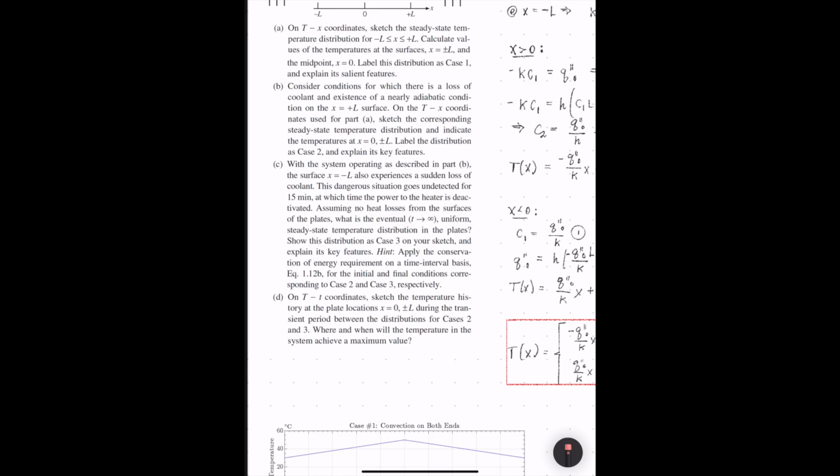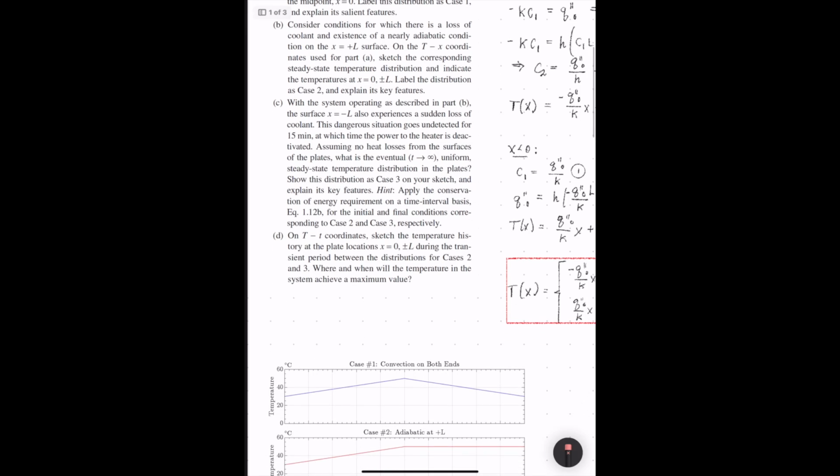Part C says, with the system operating as described in B, the surface at x equals minus L also experiences a sudden loss of coolant. This dangerous situation goes undetected for 15 minutes, at which time the power to the heater is deactivated. Assuming that there's no heat losses from the surfaces of the plates, what is the eventual, as t approaches infinity, uniform steady state temperature distribution in the plates? And just plot this on the same T-x axis as the previous.